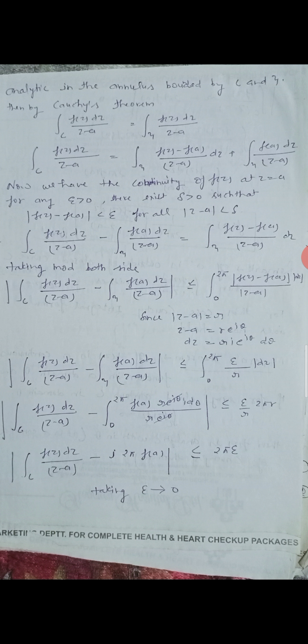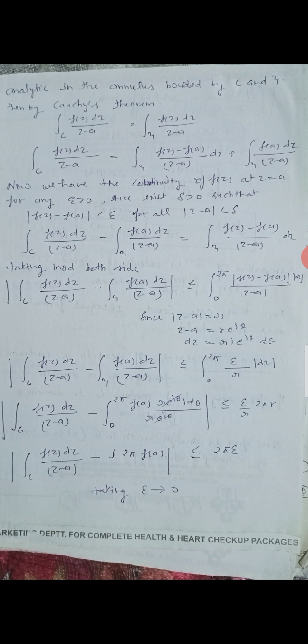Then by Cauchy theorem, integral over C of f(z) dz upon z minus a is equal to integral over gamma of f(z) dz over z minus a. Again, integral over C of f(z) dz over z minus a is equal to integral over gamma of (f(z) minus f(a)) upon z minus a dz, plus integral over gamma of f(a) dz upon z minus a. Now we have the continuity of f(z) at z equal to a.